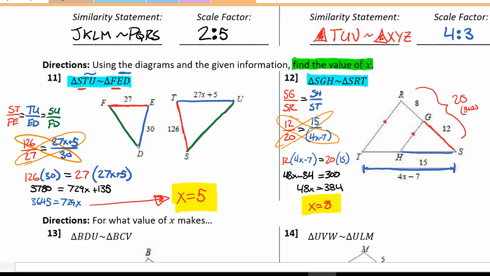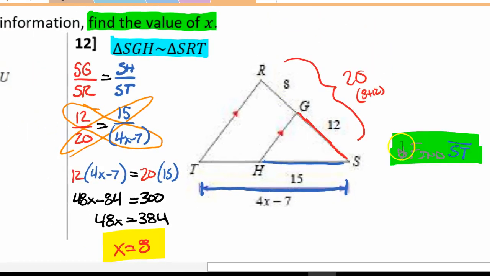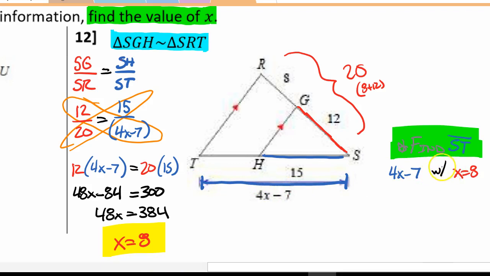However, these problems could easily be turned into find a side length, where we have to take the value of x and substitute it in to find our missing side length. As an example on number 12, if we were asked to find ST, we would take the value of x is equal to 8 and substitute it into our expression 4x minus 7. 4x minus 7 with x equals 8 gives us a value of 25 for ST.